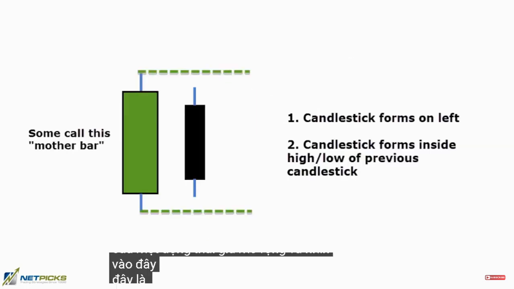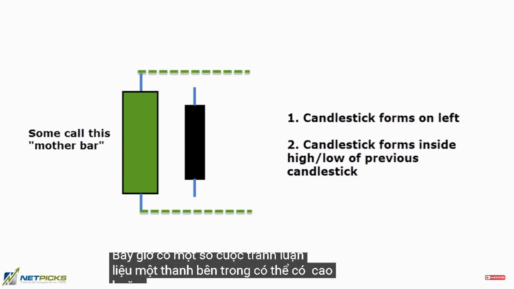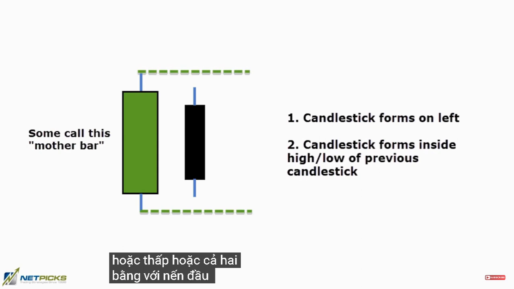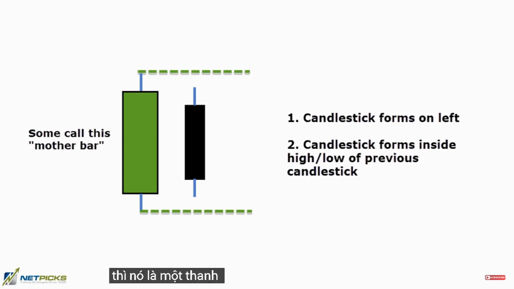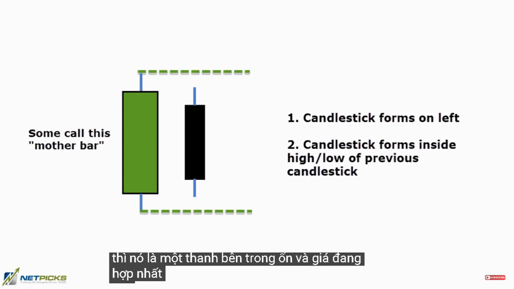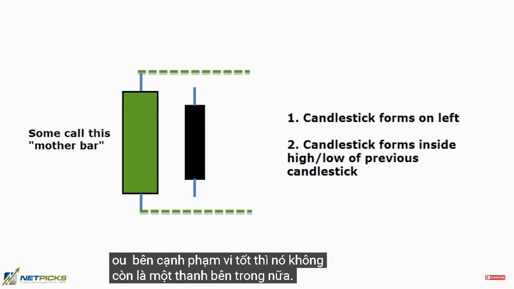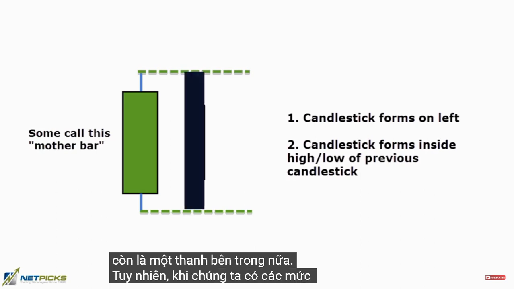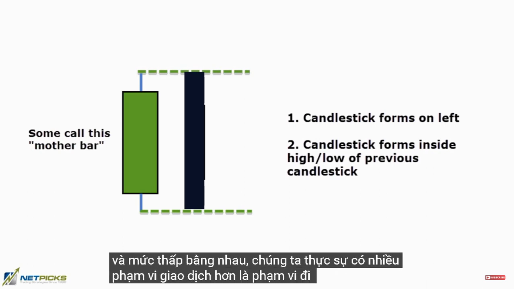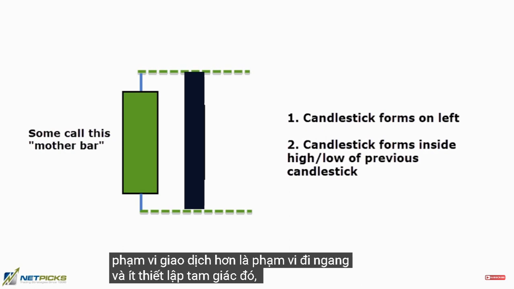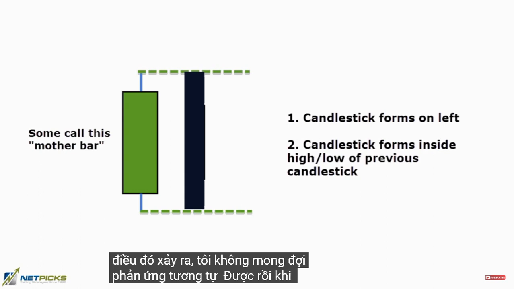And looking here, this is what an inside candle looks like. Now, there's some debate whether an inside bar can have its high or its low or both equal to the first candle. But for me, as long as it remains inside the high-low range, it's an inside bar, and price is in consolidation. Once price action starts to move one tick or a pip outside the range, then it's no longer an inside bar. However, once we have equal highs and equal lows, we actually have more of a trading range, a sideways range, and less of that triangle setup. So if that does happen, I don't expect the same reaction once that pattern does break.